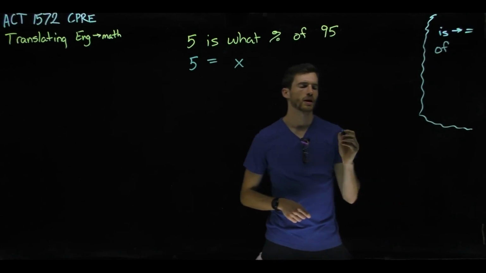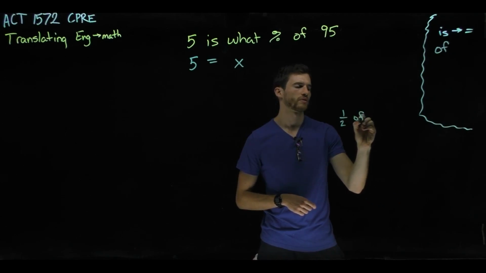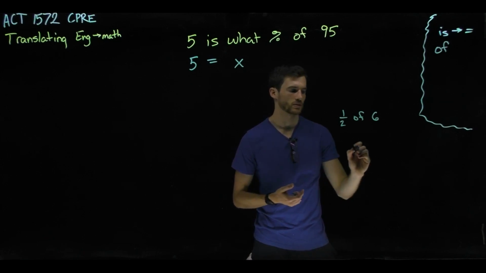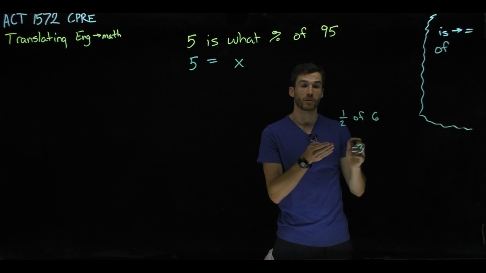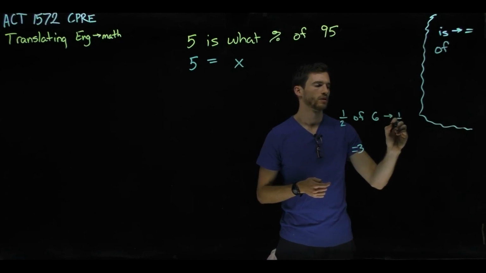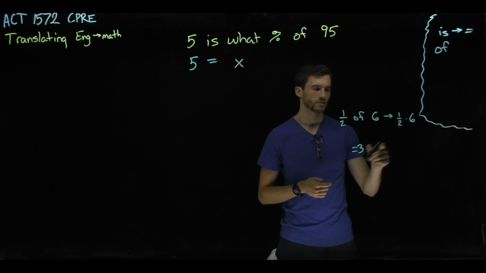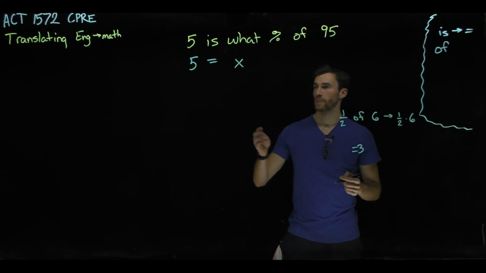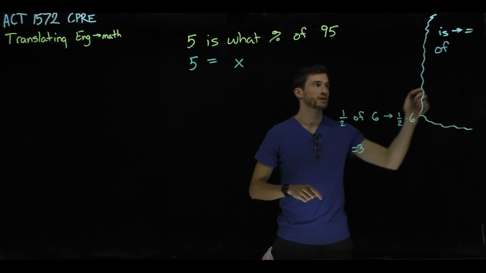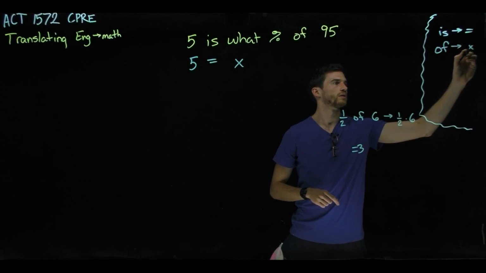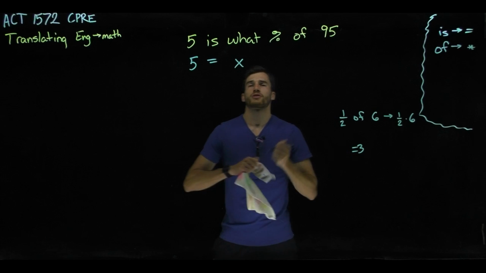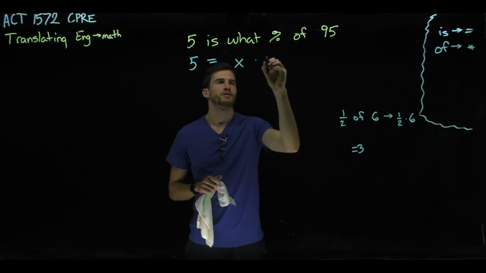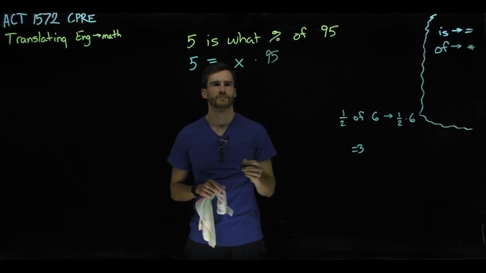Well, let's see. What is 1/2 of 6? 1/2 of 6 is 3. We certainly know that. How do we get from 1/2 and 6 to the number 3? We multiply them. 1/2 times 6 equals 3. Therefore, that's what we're doing here. Of means multiply. I don't know how to do that. We'll just do the star thing because it's, I guess, not used for anything else. 5 equals x times 95.